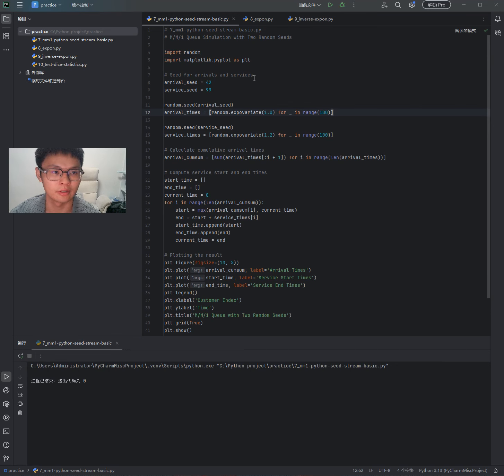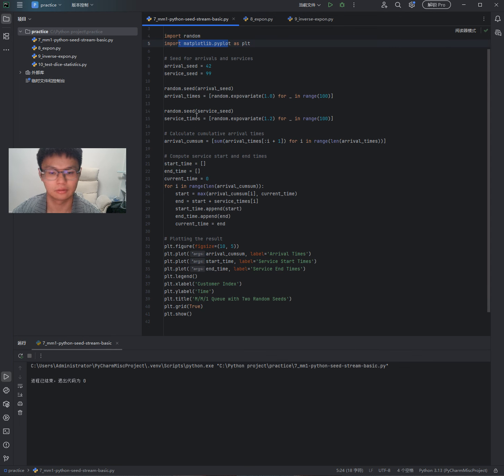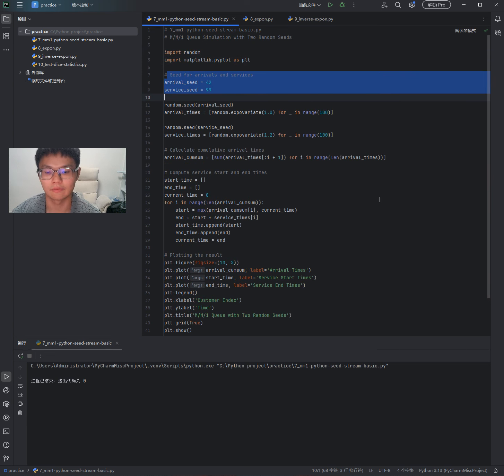I will explain the first Python script, which simulates an MM1 queue using two random seeds for arrival and service time. First we import the necessary libraries: random for generating exponential random values, and one for plotting the simulation results. Then we define two seeds, one for arrivals and one for services. This ensures reproducibility. The same values will be generated every time we run the code.